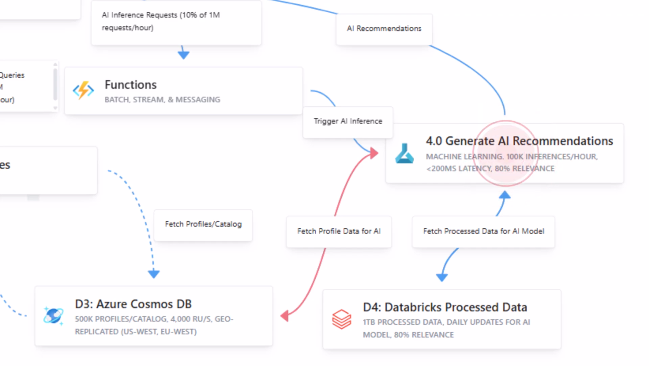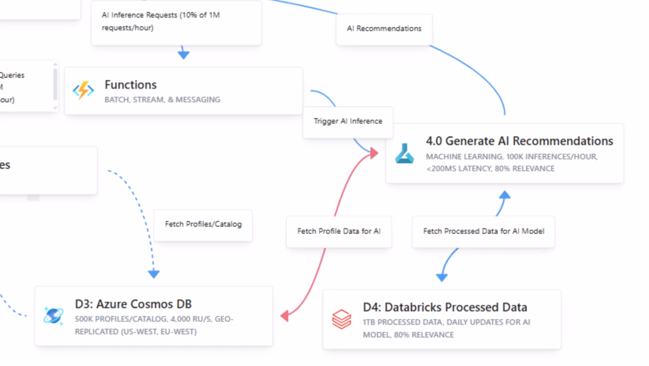To generate these recommendations, AML fetches customer profile data from Cosmos DB, with the flow labeled Fetch Profile Data for AI. Additionally, AML relies on daily model updates from Azure Databricks, labeled Databricks Processor Data, which stores 1 terabyte of processor data. This flow is labeled Fetch Processor Data for AI model, ensuring our AI model maintains 80% relevance.